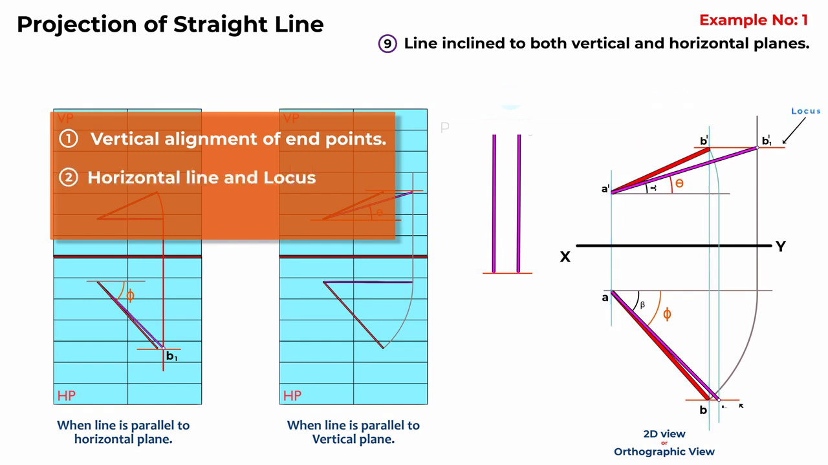Horizontal line and locus. The endpoints of the actual line and the imaginary tilted line lie on the same horizontal line. This horizontal line acts as the locus for points B dash and B for the line. Naming of views. It's important to carefully note how the front and top views are labeled, with a dash for the front view and without a dash for the top view.